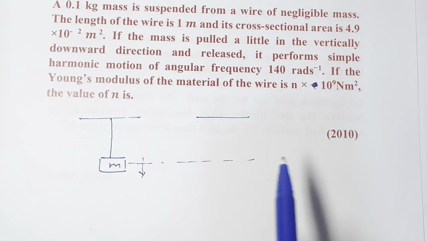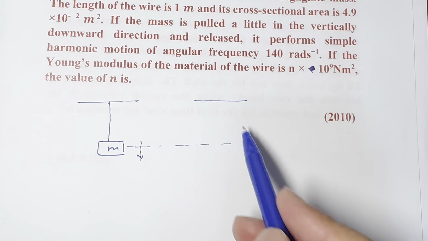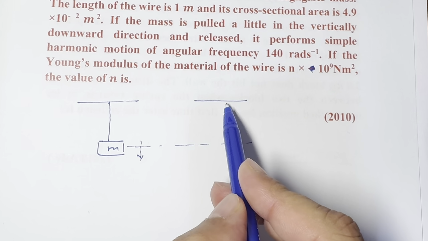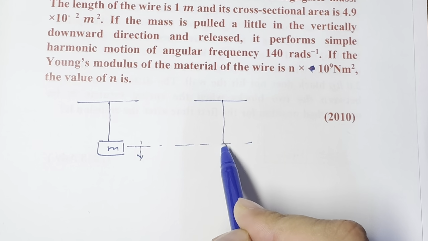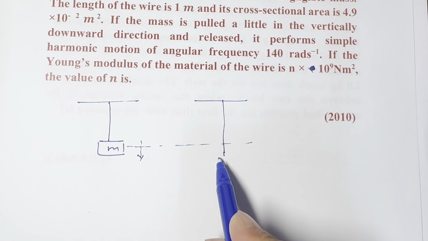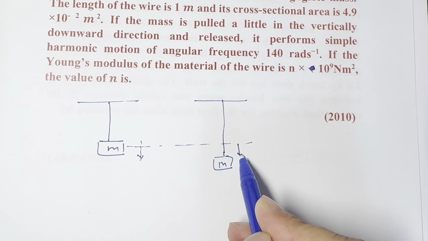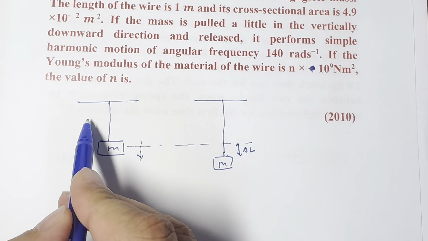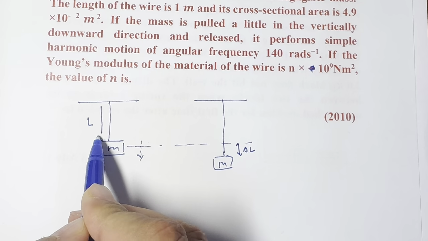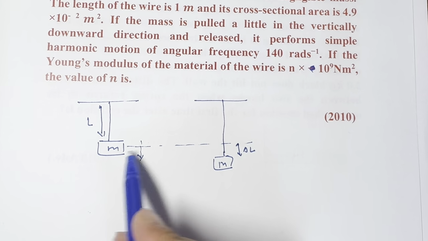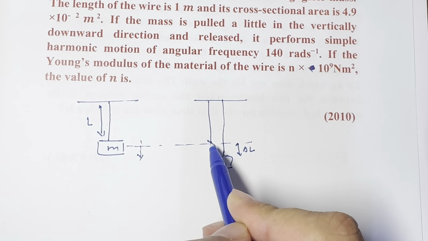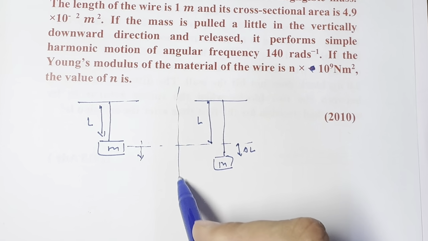So there will be a small extension in the wire as it is being pulled. Let the extension be delta L. So we can say this is the small extension. Now the mass is at this position, and this is the little extension in the wire, that is delta L, or we can say the change in the length of the wire. Initially L was the total length, and now up till here it will still be L, and the extension will be delta L.